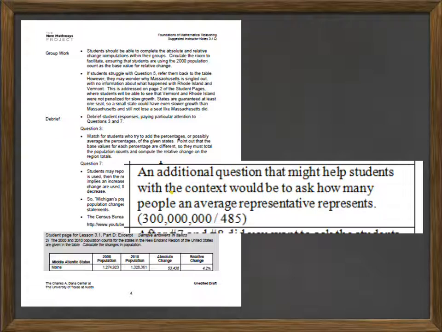I will also just sort of think about what I would be curious about if I were a student. So in lesson 3.1d, in the debriefing, one thing that I was curious about is how many people does the average representative represent? Because although they divide these up among the states, if you have a population of 300 million and 485 representatives, it's pretty straightforward to figure out how many people the average representative represents.